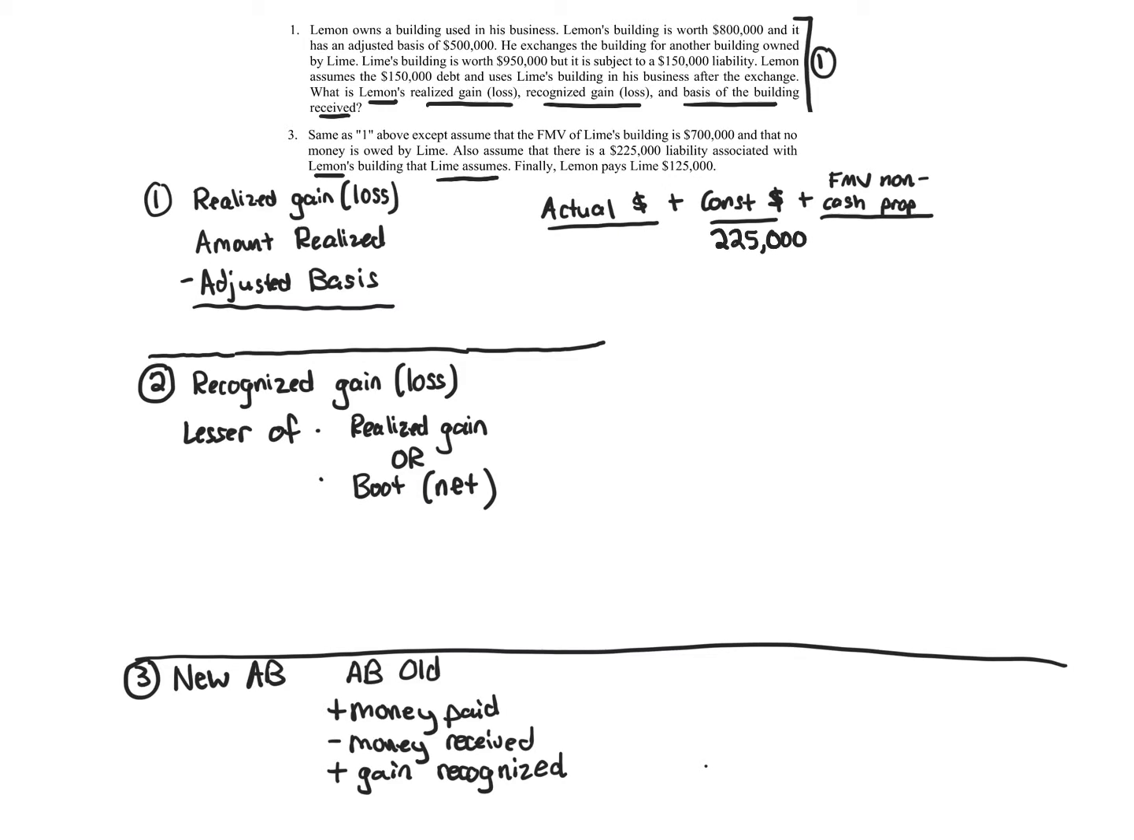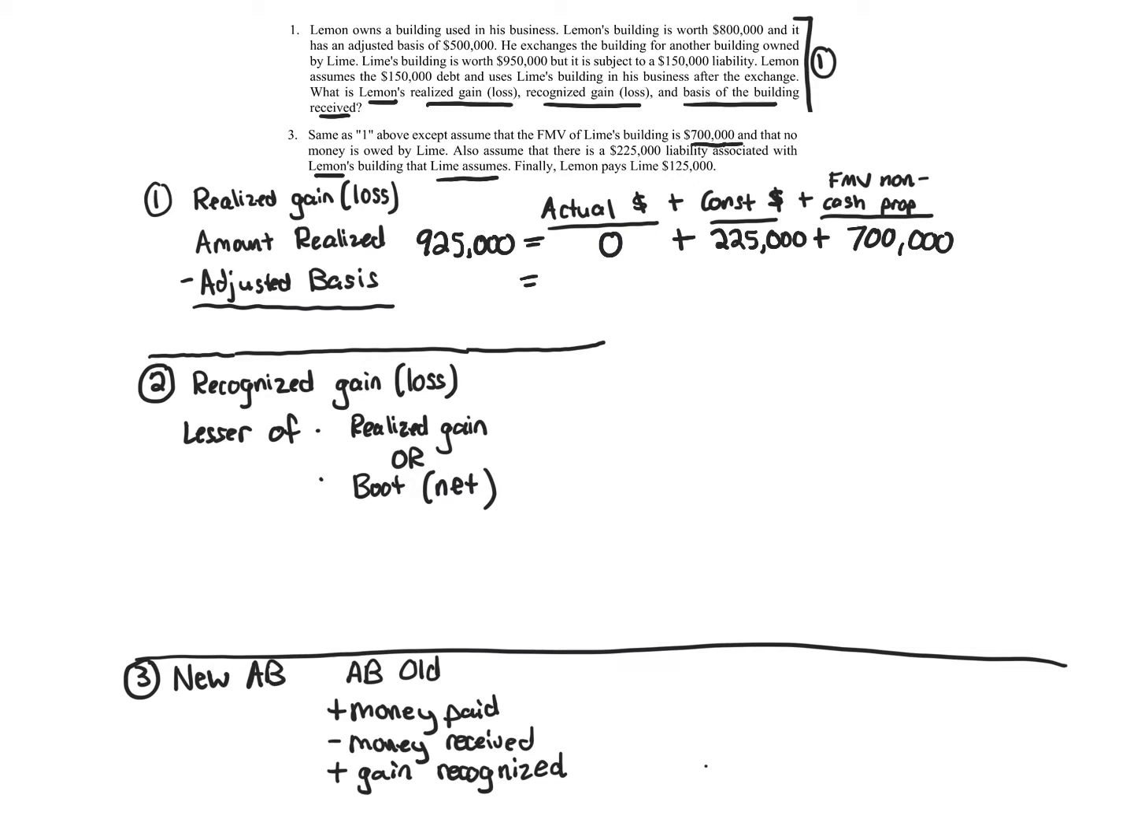Finally, Lemon pays Lime $125,000. That is not a receipt, so that is not amount realized. That is going to be under the adjusted basis portion of the realized gain or loss because it's going out. It's an outflow. So there's no actual cash in this problem received, only paid. There's constructive cash received, which we just recorded. And then the fair market value of non-cash property is, of course, the building that Lemon receives from Lime, which has a value of $700,000. So we can now calculate our amount realized. 225 plus 700, we've got $925,000 amount realized.